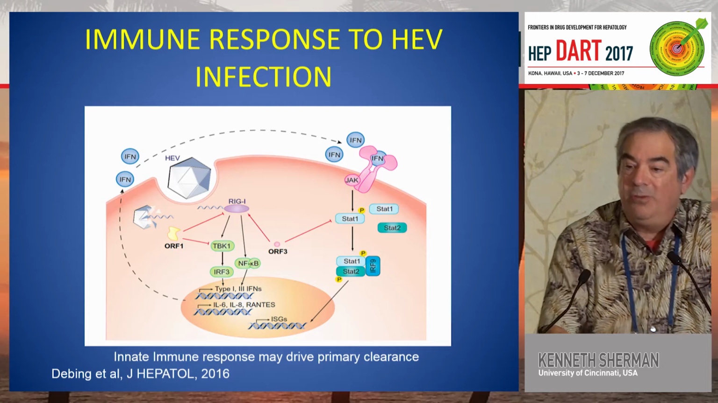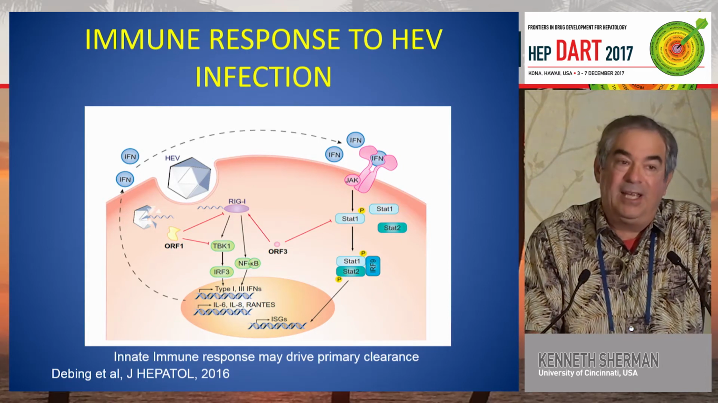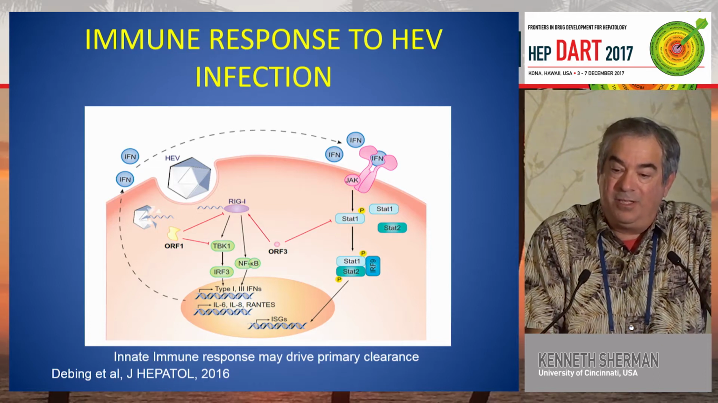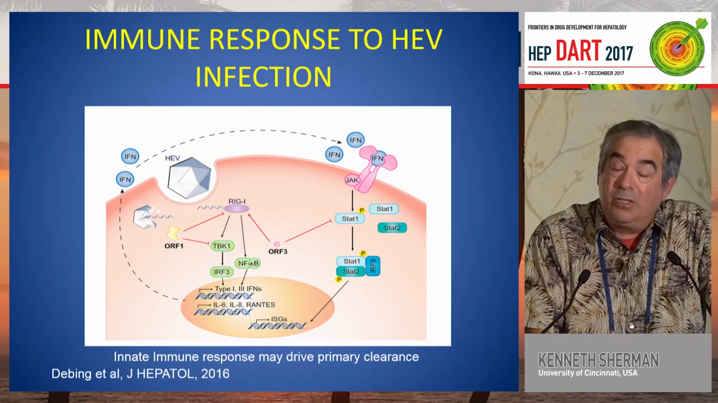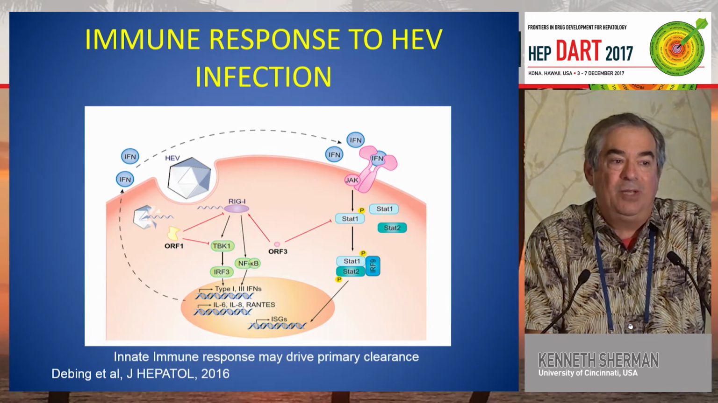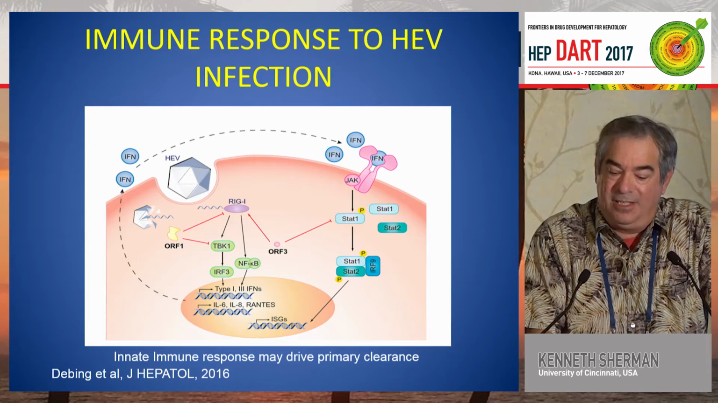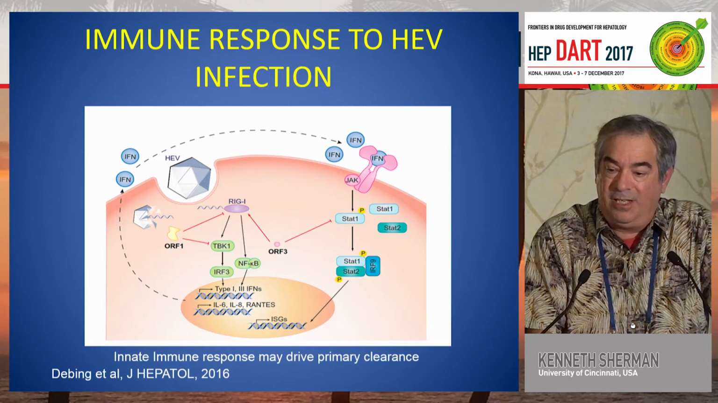The initial immune response to hepatitis E appears to be primarily an innate response driven through interferon-stimulated gene response, which leads to clearance in the majority of immunocompetent patients. However, those that are less than immunocompetent have a blunted response, which may lead to an alteration in the clinical presentation and lead to development of chronic disease.